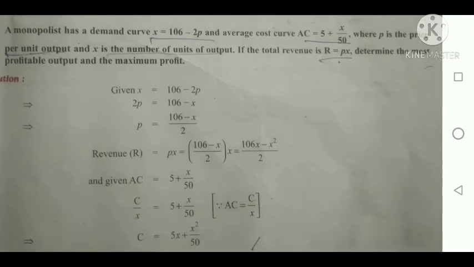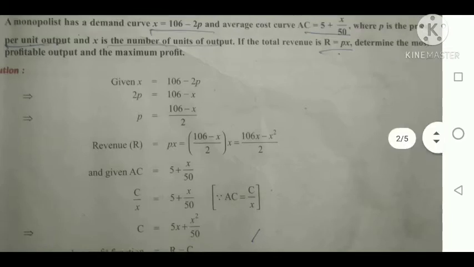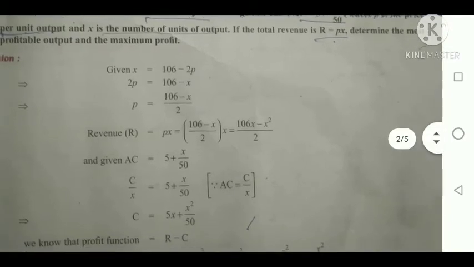Here it is given that x equal to 106 minus 2p, and 2p equal to 106 minus x, because we are finding the value of p. So take p on one side and the remaining things on the other side. So we are getting the p value as 106 minus x by 2. Now p is nothing but price. Revenue is given as px. Already we found the value of p, that is 106 minus x by 2, and multiply it by x in order to find the value of revenue.